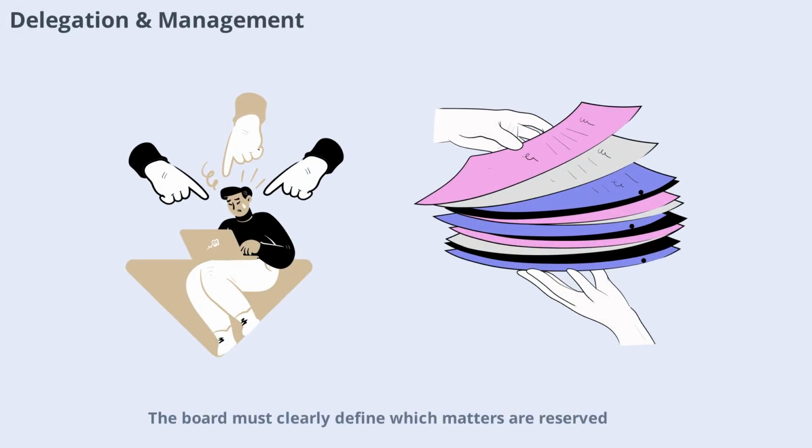The board must clearly define which matters are reserved for its approval and which are delegated to management. Delegation arrangements should be formalized and reviewed regularly. Directors should understand these arrangements, and formal letters of appointment should set out key terms and conditions. This clarity supports effective decision-making and accountability.